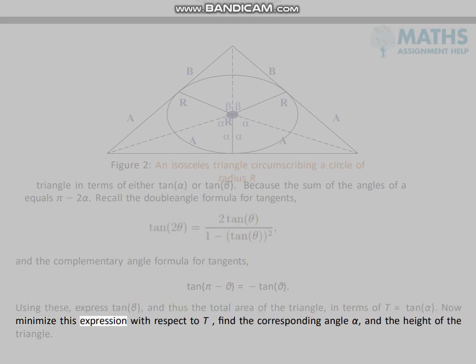Now minimize this expression with respect to t, find the corresponding angle alpha, and the height of the triangle.